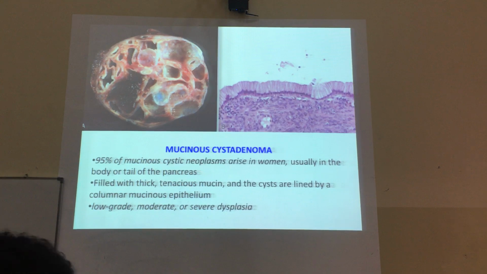Okay. So mucinous cystadenoma. Mucinous means it has multiple cysts which are actually filled with jelly-like material, mucin-like material.